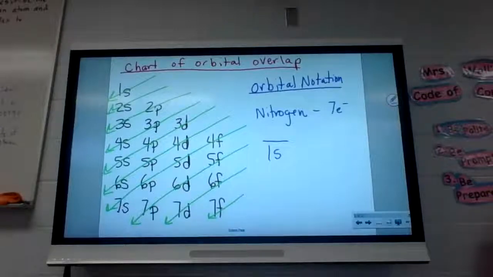Nitrogen has 7 electrons because it has atomic number 7. We got 1S because it's the first thing in the chart. Up there on the board, in the chart, we wrote 1S. The 1 stood for the energy level that we just learned. S stands for the sublevel.